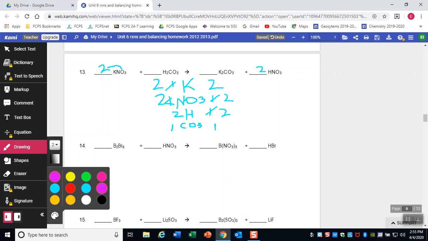Let me do a check. 2 potassium, check. 2 nitrate, 2 nitrate, check. Hydrogen, 2 hydrogen, 2 hydrogen, check. 1 carbonate and 1 carbonate, so check. So this coefficient's 1 and this is 1. So 2, 1, 1, 2.